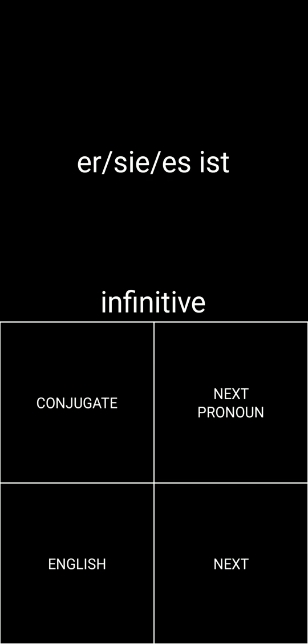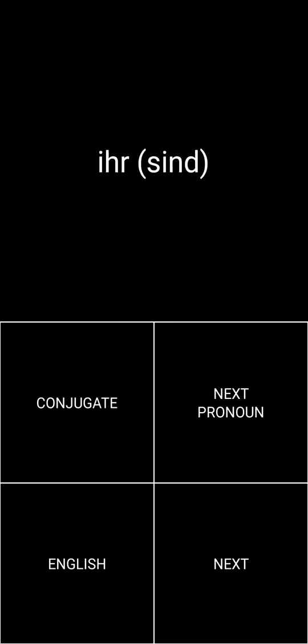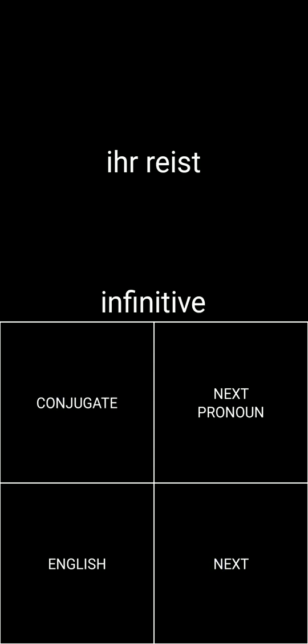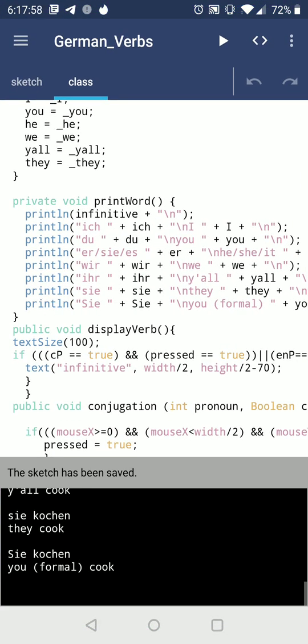Sie es ist. I'm going to do the next pronoun. Ihr. Yeah, it's just they're saying it that. Ihr seid. And when you're done that, ihr reist. And y'all travel.